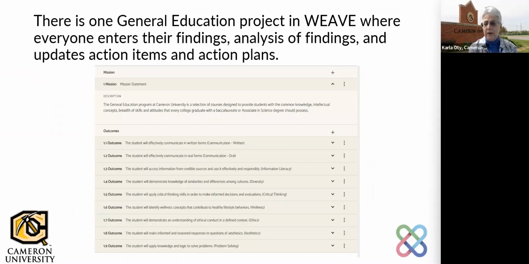So here's just a picture of what it looks like in Weave. So we decided to make it one project in Weave because we really wanted to emphasize that general education is a program, and you are not playing by yourself. You have to play with everybody else. And so we have one project. You can see the 9 outcomes. We had 8, and then communication, they decided to split up to written and oral. So that ended up in 9 outcomes. So we now have 9 outcomes.